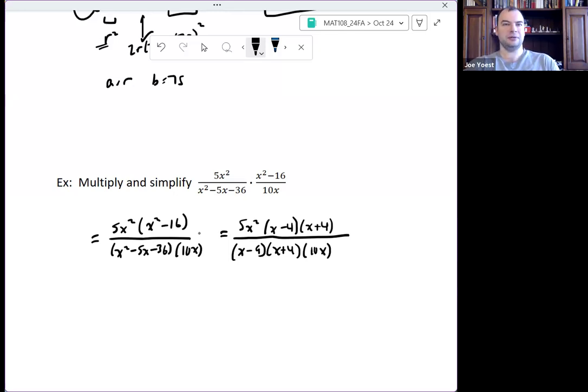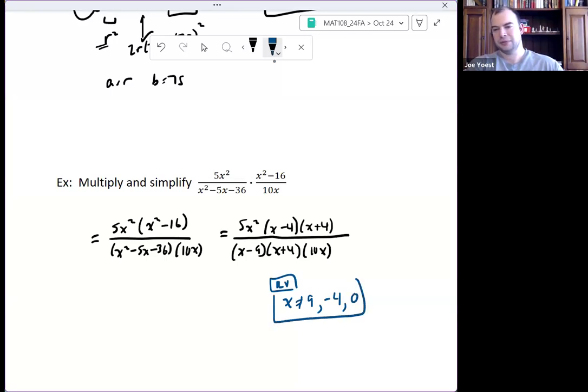And I have everything factored down to linear factors now. Now I do 2 things. I find my restricted values before I start canceling stuff. I can't allow x minus 9 to be 0, or I can't allow x to be 9. I can't allow x plus 4 to be 0, or x is not -4. And I also cannot allow 10 times x to be 0, or x cannot be 0. These are my restricted values.